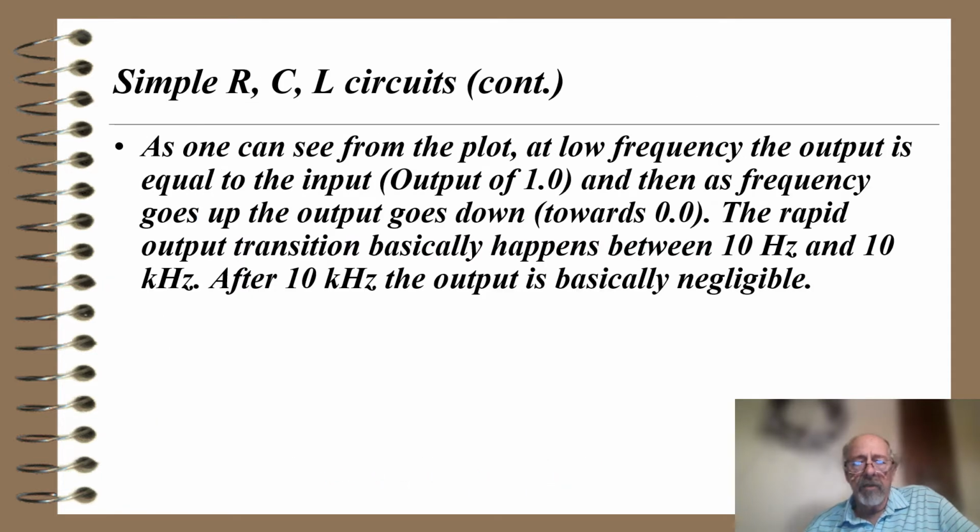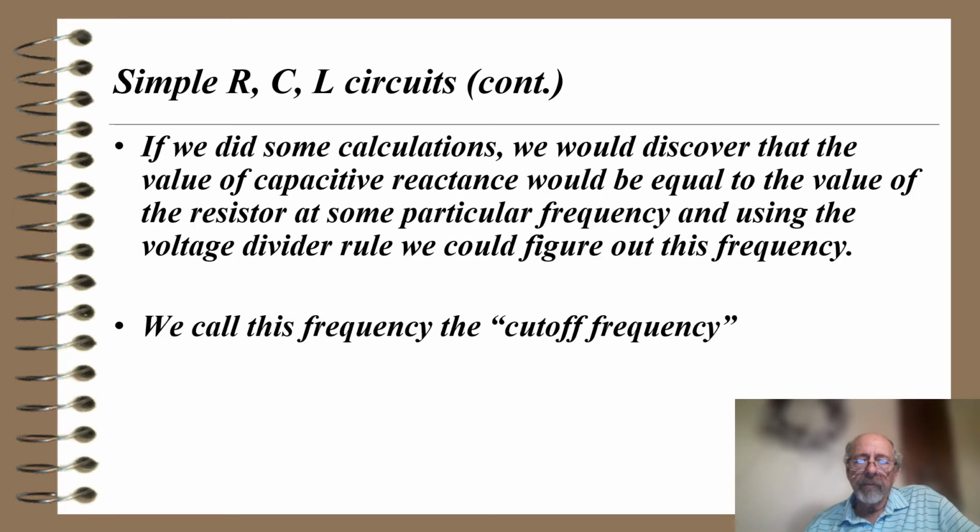As I just pointed out, as one can see from the plot, at low frequency the output is equal to the input, an output of 1, and then as frequency goes up, the output goes down towards 0. The rapid output transition basically happens between 10 hertz and 10 kilohertz. After 10 kilohertz, the output's basically negligible. If we did some calculations, we would discover that the value of capacitive reactance would be equal to the value of the resistor at some particular frequency, and using the voltage divider rule, we could figure out this frequency. We call this frequency the cutoff frequency.